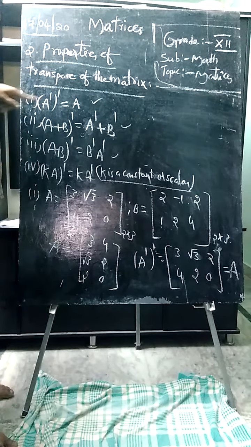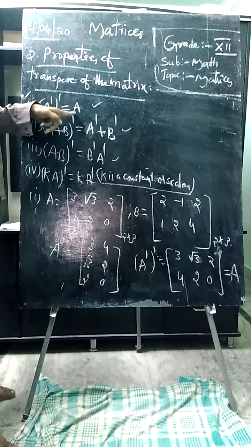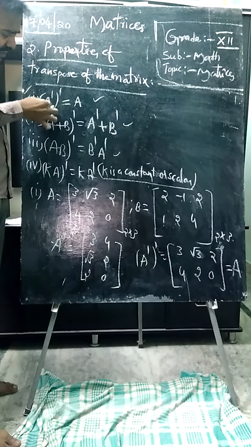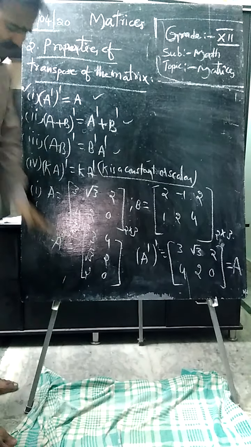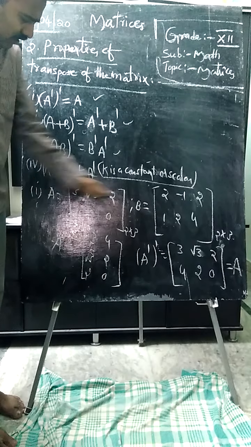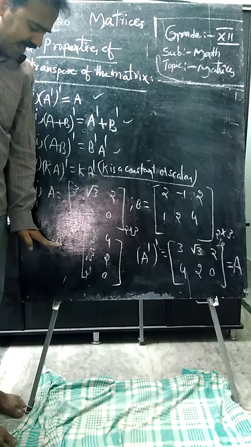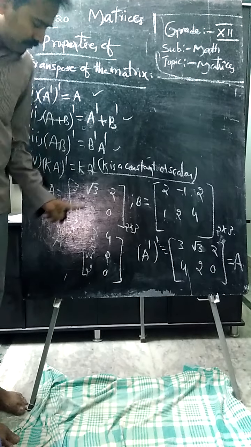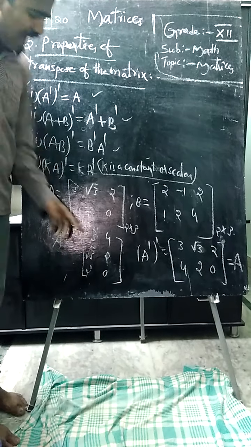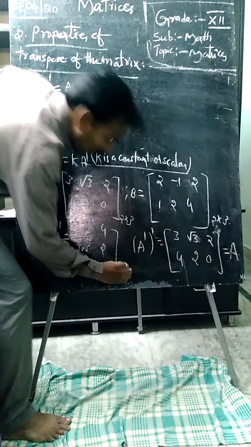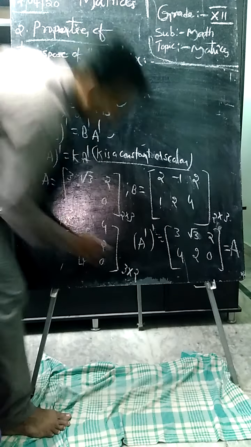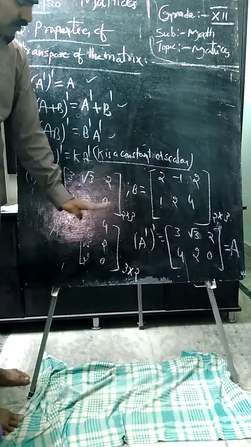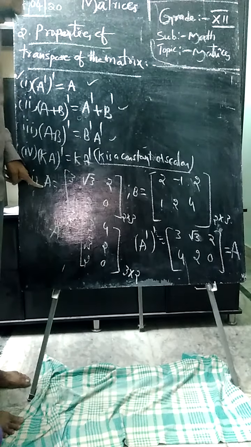Let us take the first property: (A dash) whole dash equals A. I mean, transpose of a transpose of a given matrix equals the given matrix. A is given as [3, root 3, 2; 4, 2, 0]. A dash, I mean the transpose of the given matrix, is [3, 4; root 3, 2; 2, 0]. I mean write rows as columns, columns as rows. So we wrote rows as columns, then we got the transpose of the given matrix.